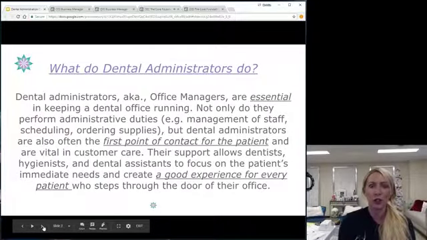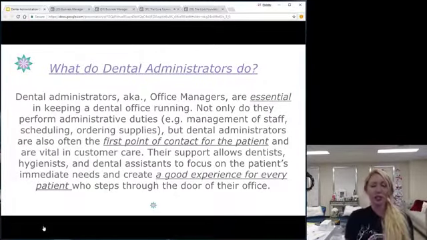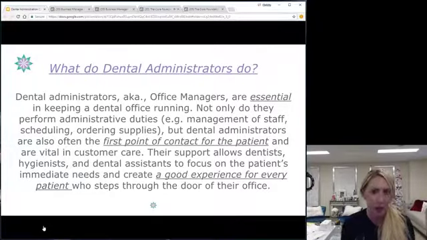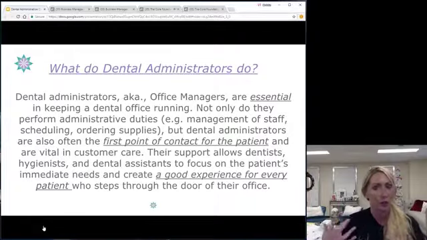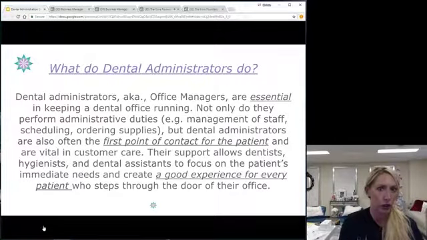So, what do dental administrators do? Dental administrators is another word used in a dental office, and it correlates with an office manager. Depending on the size of the practice, you might be an office manager in one practice, and you might be a practice administrator or a dental administrator in another larger type of office, usually run by a corporation.